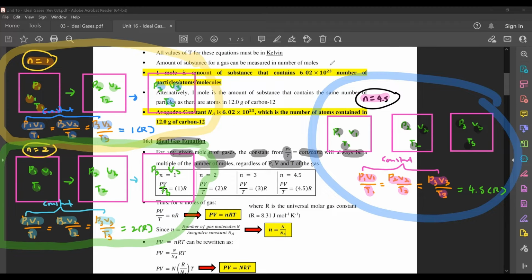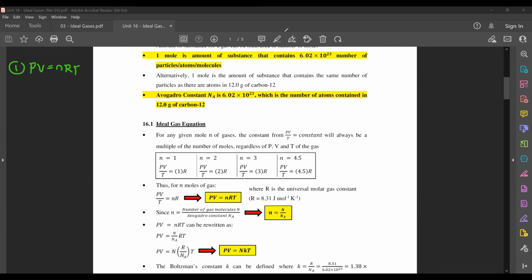So it's because of this, when they look at these cases, they can generalize PV over T equals n, the number of moles, times your molar gas constant, such that you get PV equals nRT. This is how they actually got your PV equals nRT equation. This is actually the better explanation of why it is like that.